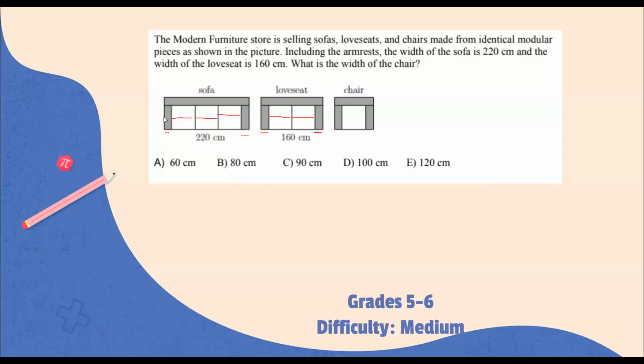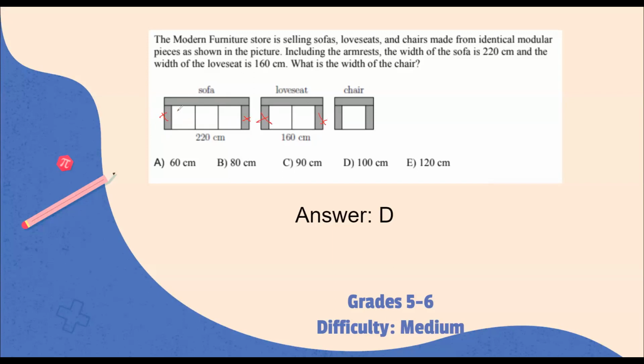Everybody got the right answer, which is D. Let me clear all the drawings. So what you should have done as soon as you saw this problem, you should have seen the similarities between the sofa and the love seat. They both have two armrests, and the two armrests must be the same width, right? So then you can just cross those out because we're trying to find the difference in these two.